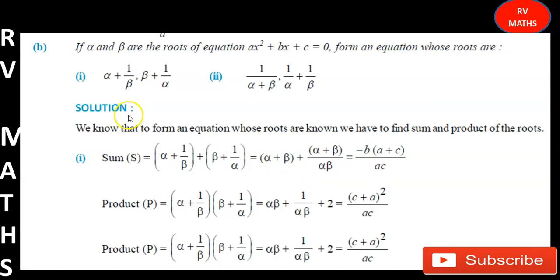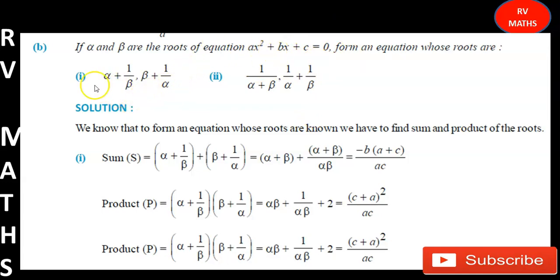And based on that, you can do one more problem. If alpha and beta are the roots of the equation ax square plus bx plus c equal to 0, form an equation whose roots are given. So here you are asked to find out another quadratic equation. Why do I say quadratic equation?